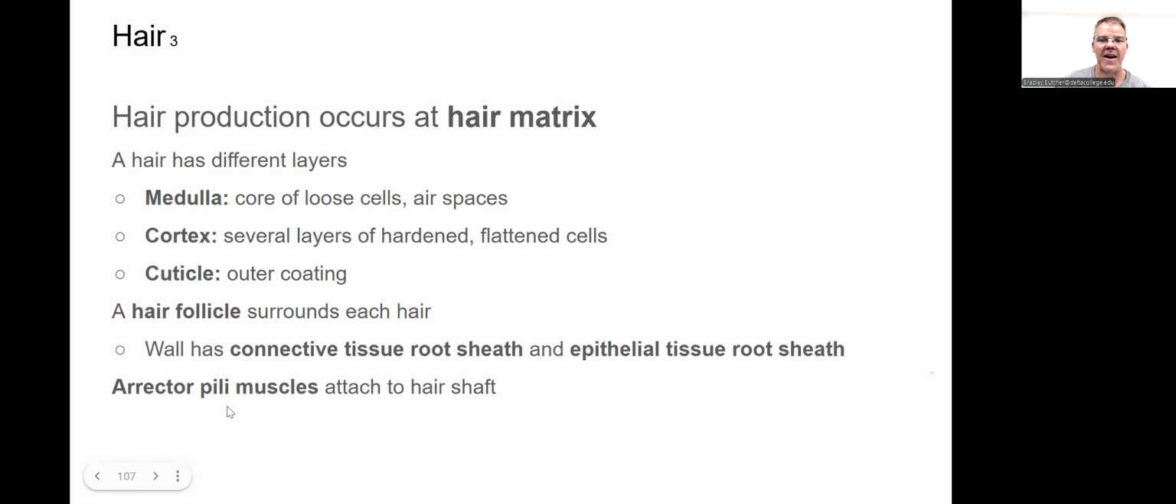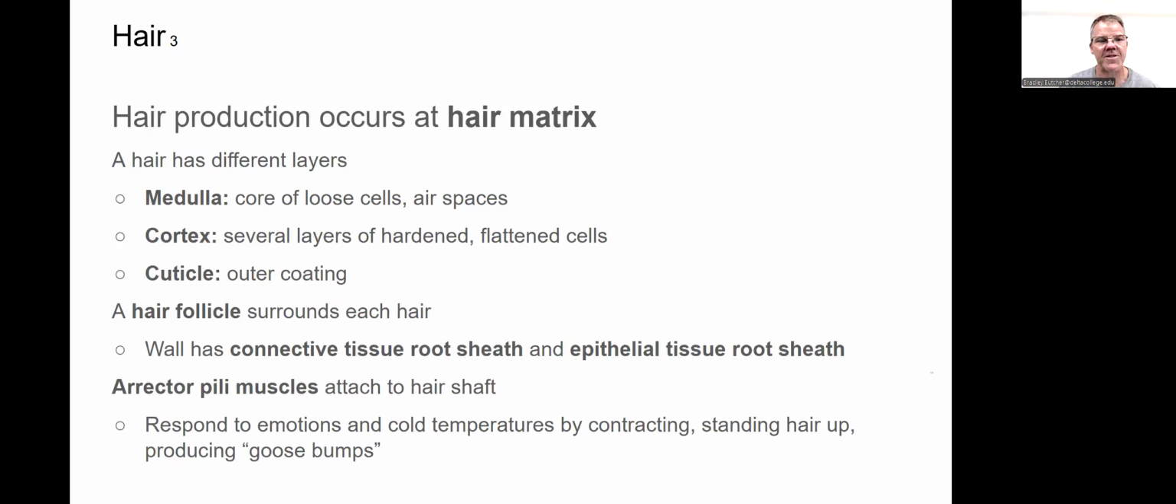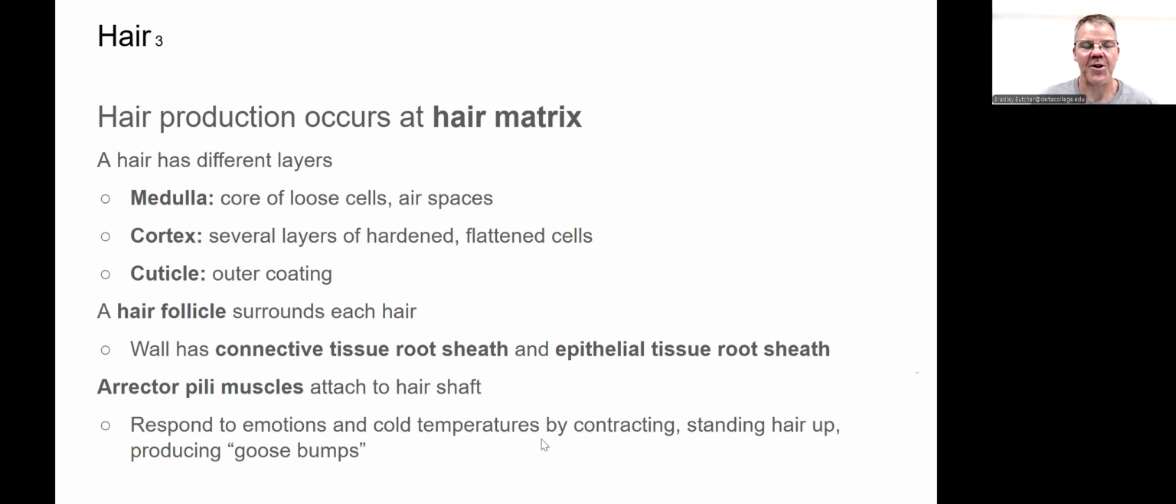These are the muscles that allow your hairs to stand on edge. Pili is kind of the general word for hair, but anyhow, these little muscles surround the hair shaft deep to the surface, and they contract, and your hair will stand on end. So these respond to emotions and cold temperatures by contracting, standing, and producing goosebumps or chicken skin, as some people like to call it.